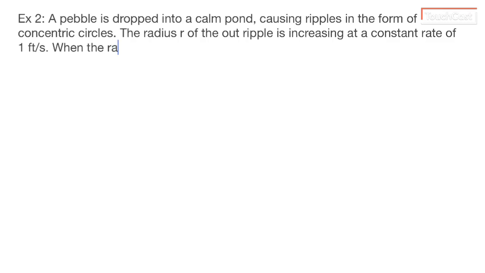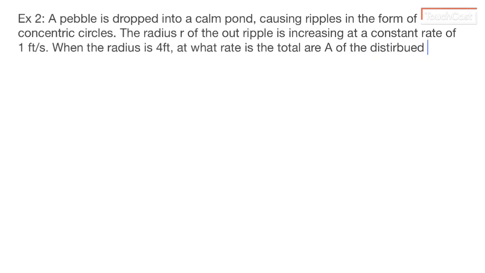When the radius is 4 feet, we need to know at what rate is the total area A of the disturbed water changing. So there's a few things we're going to write down while setting this up.